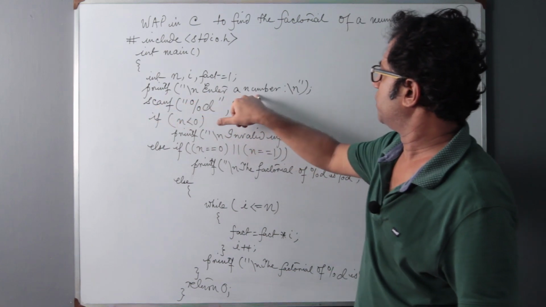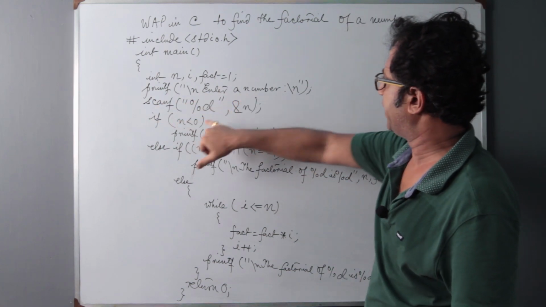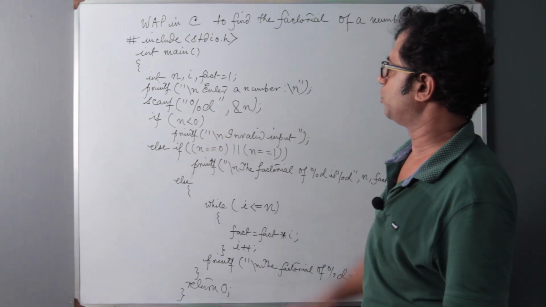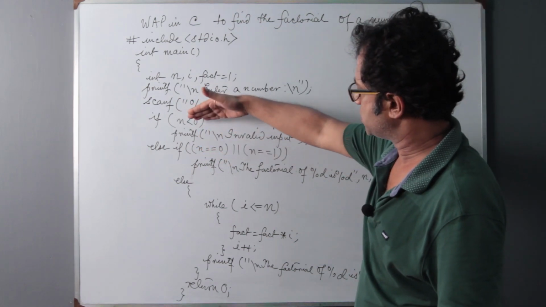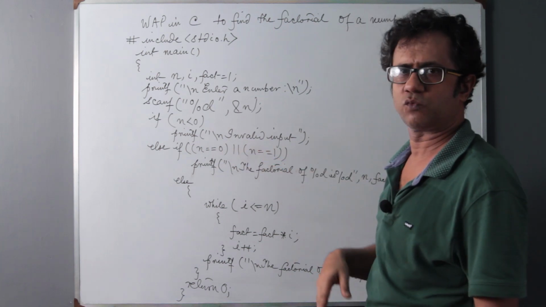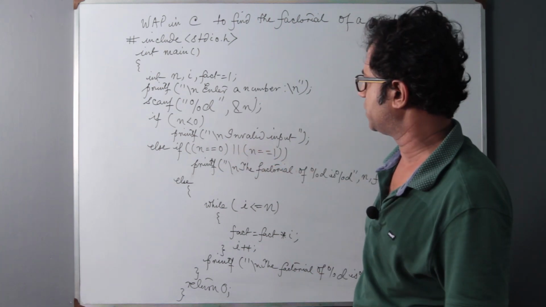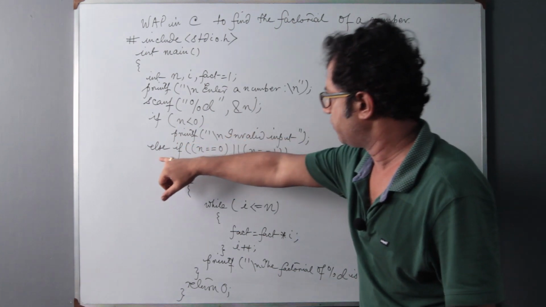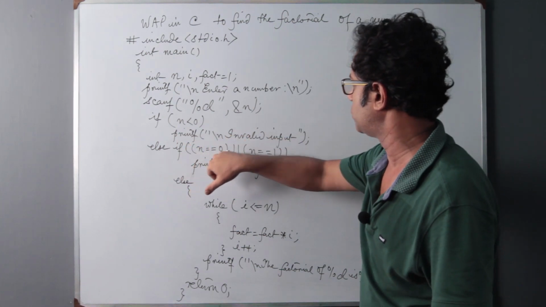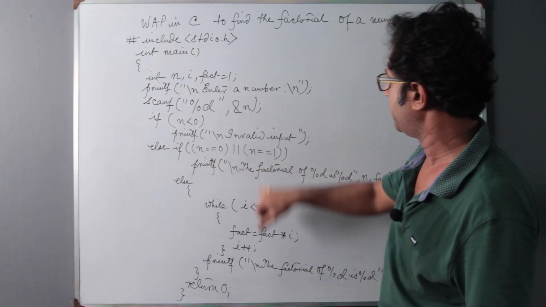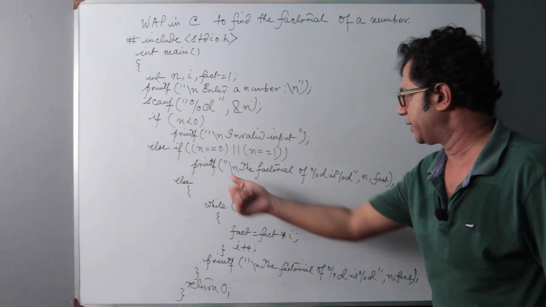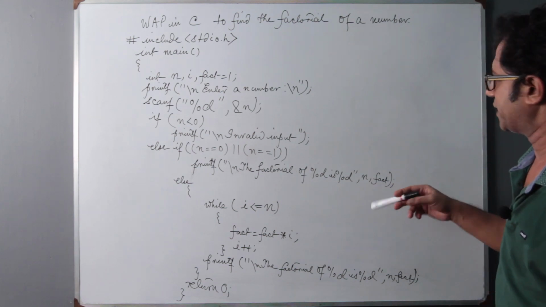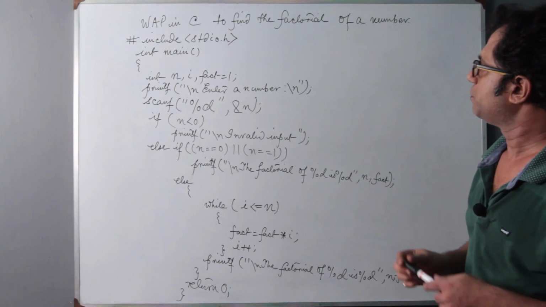Printf, enter a number, the number whose factorial is to be determined. Scanf, %d, ampersand n is the input. Then the invalid input situation and the 0 and 1 situation, which we have dealt with in the previous program as well. That is, if n is less than 0, then printf invalid input. Then else if n is equal to 0, logical or operator, n is equal to 1, printf, the factorial of %d is %d, n, fact. That is quite similar to the previous program.